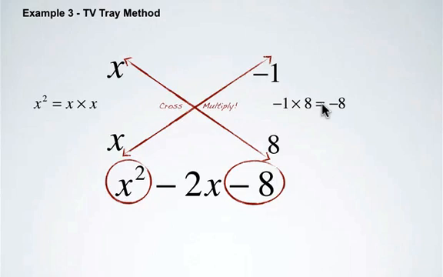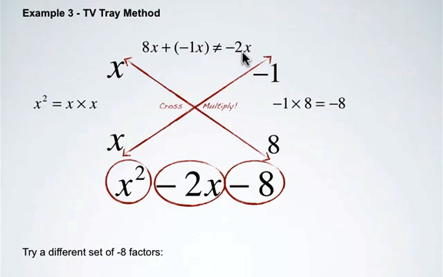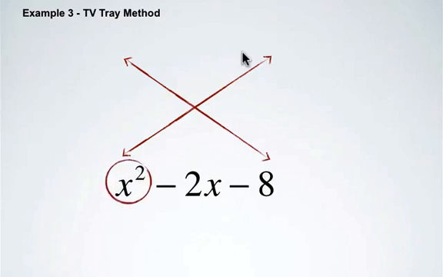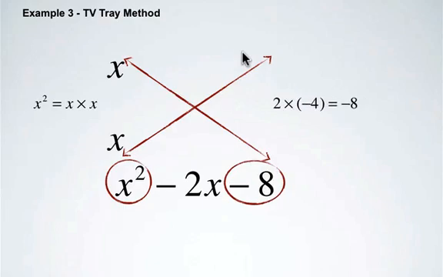Now what we do is we cross multiply. When we cross multiply, we'll add them together to try to get negative 2x. So, 8 times x is 8x, and x times negative 1 is negative x. When you add these two together from the cross multiplication, they don't equal negative 2x. So, we'll need to try a different set of negative 8 factors. We set up our x again. Our factors of x squared are x and x. And we'll try different factors.